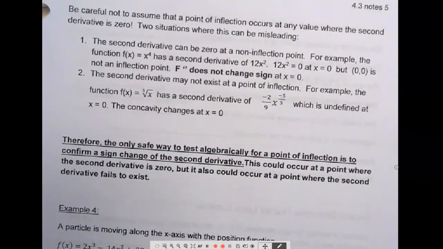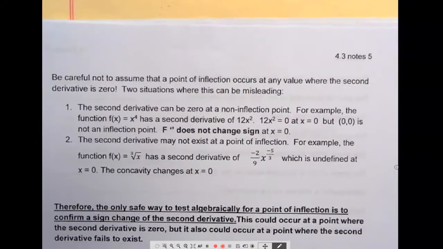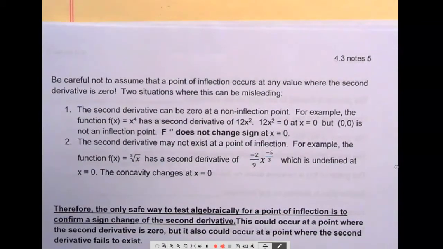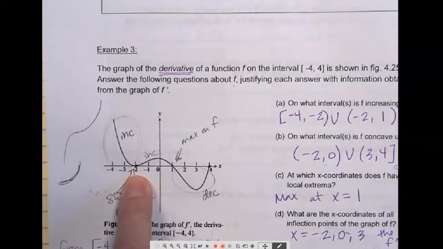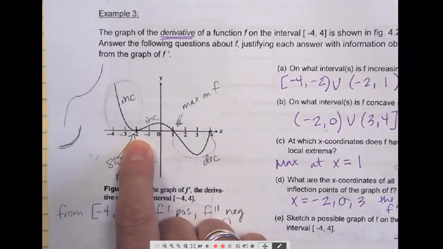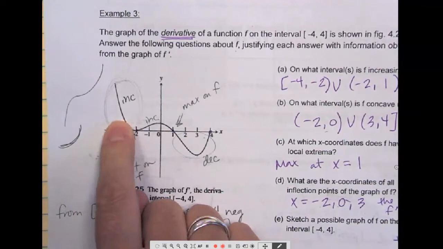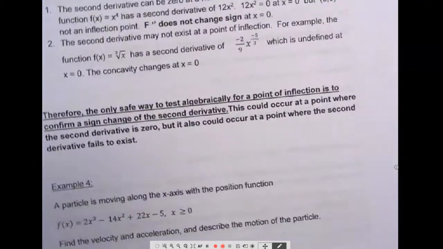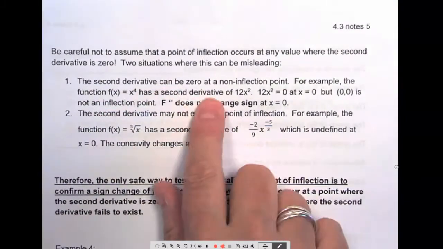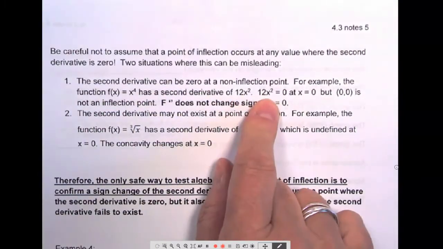Okay, next example. Be careful not to assume that a point of inflection occurs at any value where the second derivative is 0. Just like, flip back here. Just because I had a first derivative of 0 didn't mean that was a maximum, right? Because it went from positive and stayed positive. So the same thing goes for second derivatives. The second derivative can be 0 at a non-inflection point.